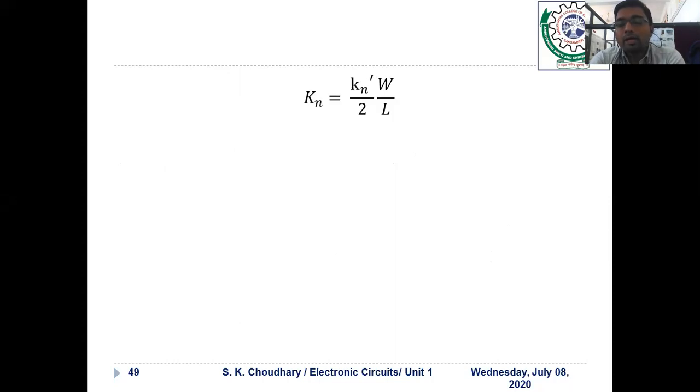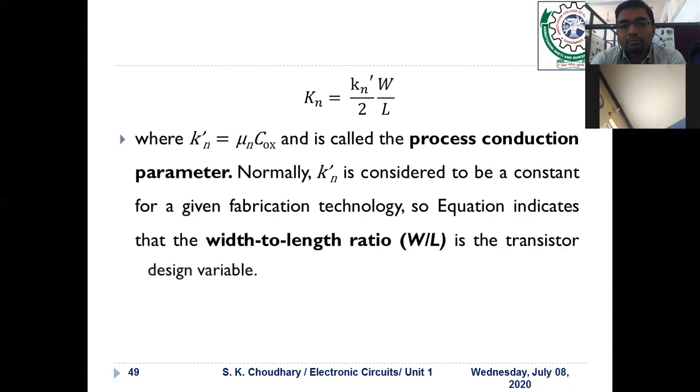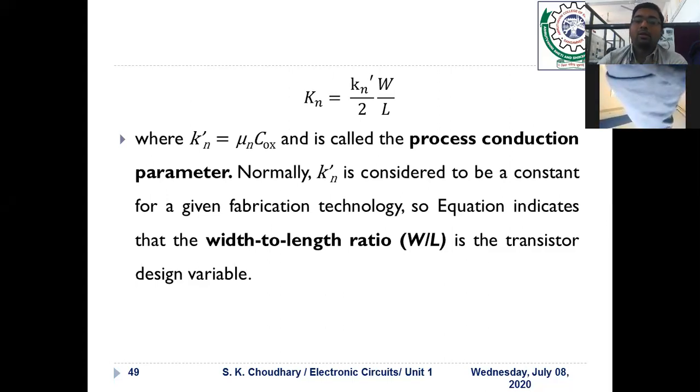So you can also define the conduction parameter by another formula, that is capital Kn is equal to small kn dash upon 2 into W by L. So what is the small kn dash? It is called the process conduction parameter.